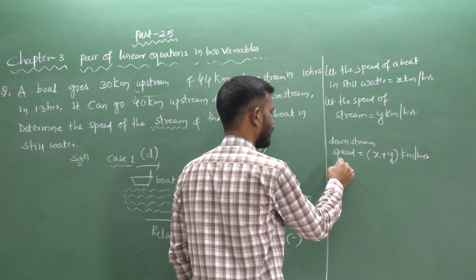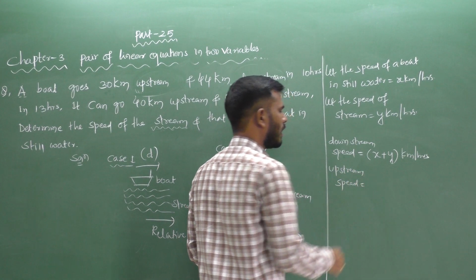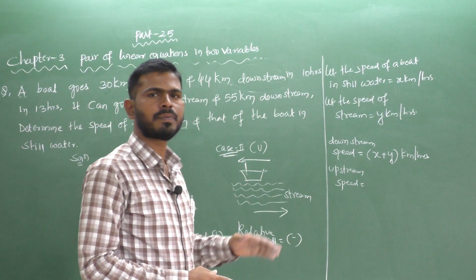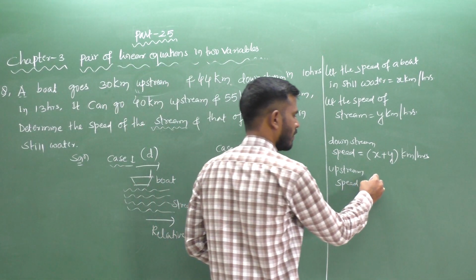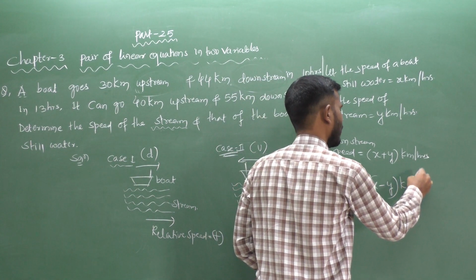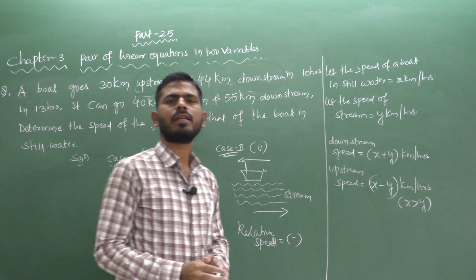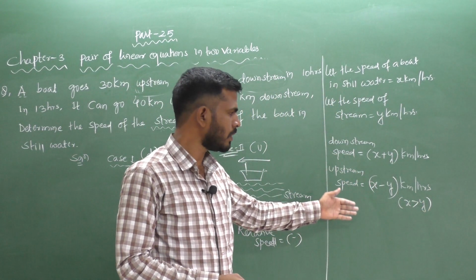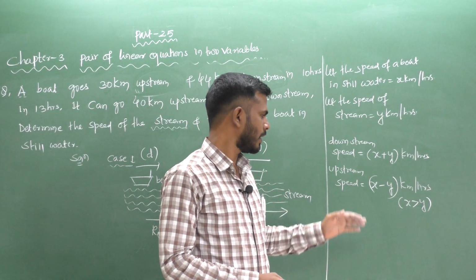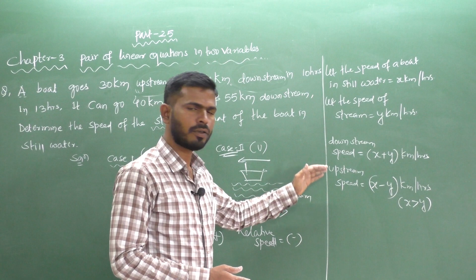Next is the upstream speed. Upstream speed means negative, that is the difference of the speed of the boat and the speed of the stream: x minus y kilometer per hour. But the condition here is that x is greater than y, then only you take x minus y. If y is greater than x, it would be y minus x. So x minus y means x is greater than y. This is the upstream speed and this is the downstream speed.